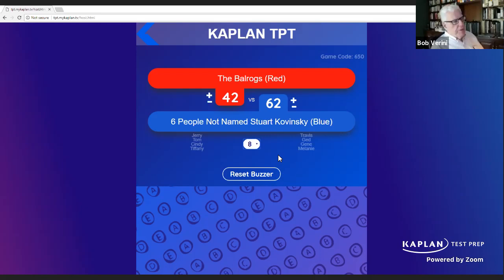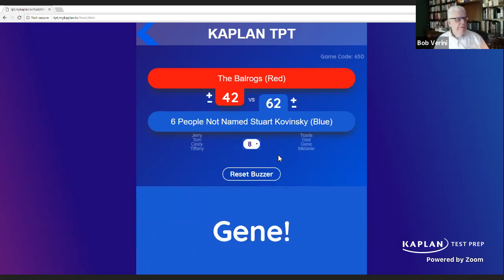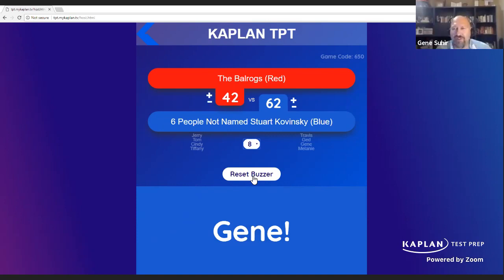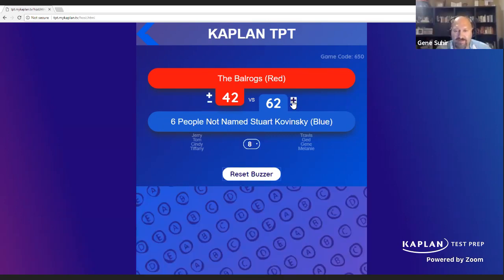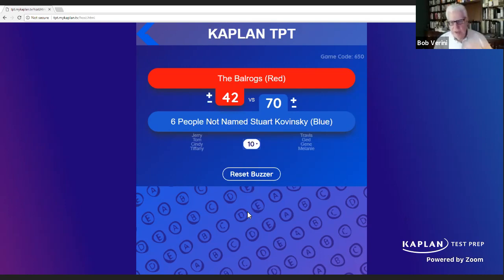Woody Guthrie wrote this song that spans from the Redwood Forest, Gene? This Land Is Your Land. That's right. To the Gulf Stream waters, and Gene is out of this category.